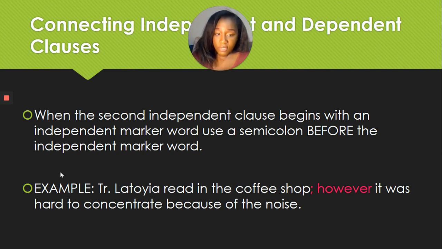Teacher Latoyia read in the coffee shop, independent clause, semicolon, however is the independent marker word. It was hard to concentrate because of the noise. Boom, right? So here we got a little bit of highlighting which words are important to remember, highlighting the punctuation that is important to remember. But I think, again, the more you practice utilizing the skill, the easier it will get. You won't always be perfect. Writing is not about being perfect. It is about practice. Practice makes for progress. We're not looking for perfection. We're looking for progress.